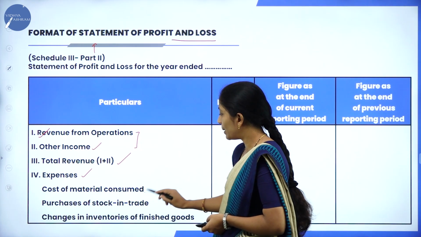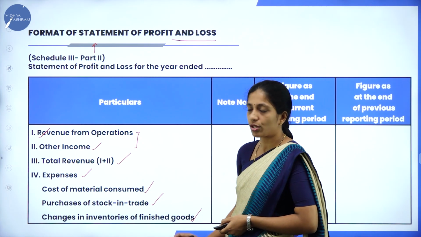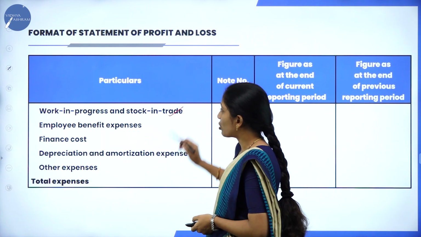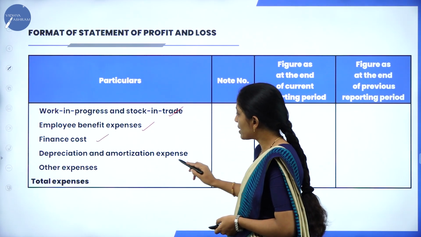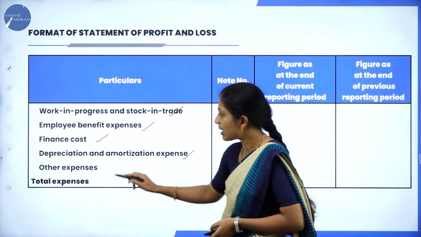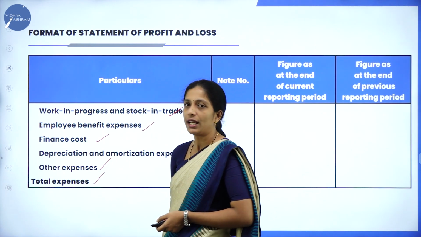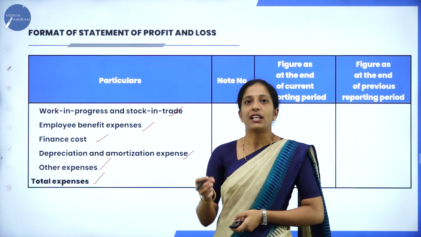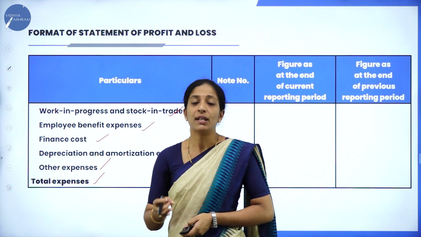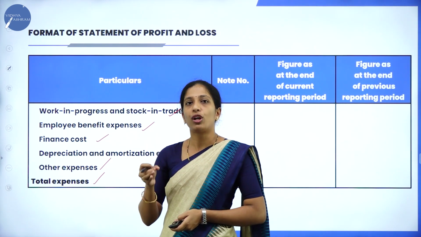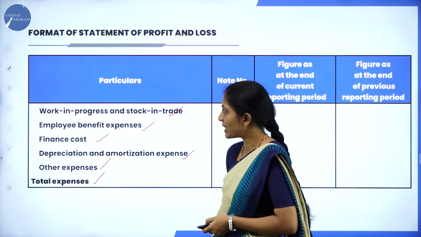So here: cost of material consumed, purchase of stock in trade, changes in inventories of finished goods, work in progress and stock in trade, employee benefit expenses, finance cost, depreciation and amortization expenses, other expenses. If you add all the expenses, then you will get total expenses. So, hope you are clear with Roman number 1, revenue from operations, Roman number 2, other income, third, total income, fourth will be expenses.